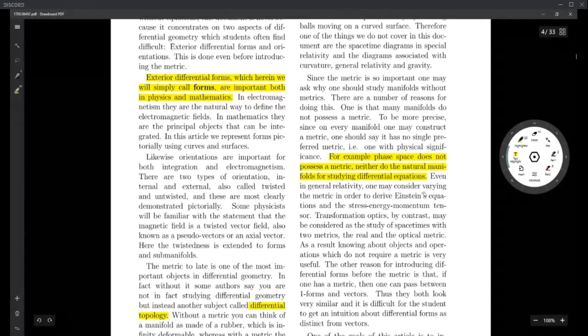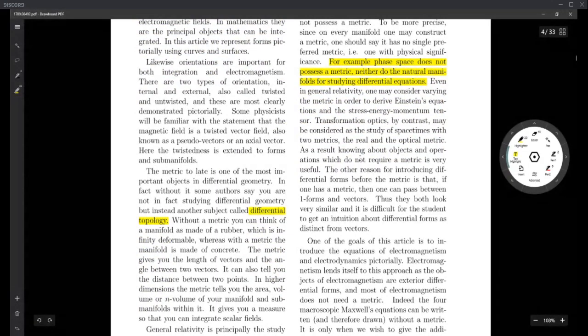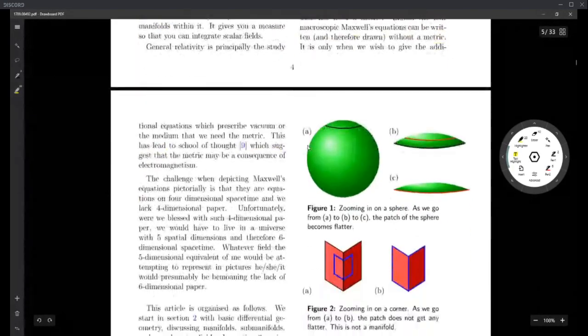So yeah, in order to derive Einstein's equations, you would also need the stress energy momentum tensor. You have all those examples. So before we dive into it, we try to understand the things before we actually go into it. So yeah, that's one thing that I'm going to make clear right here.